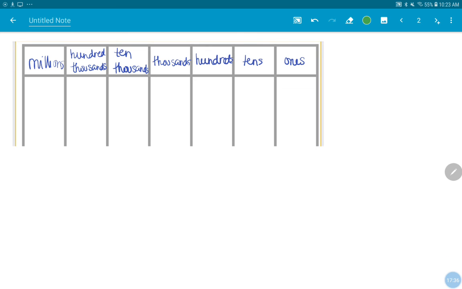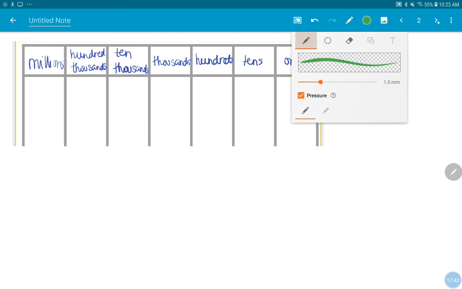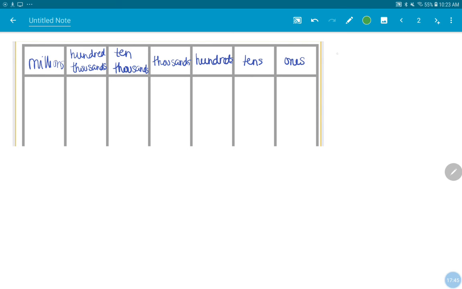All right, I'm going to write a number over here in expanded form again. 20,000 plus 200 plus 8. The first thing I want you to do is put these values onto your place value chart. 20,000 plus 200 plus 8.